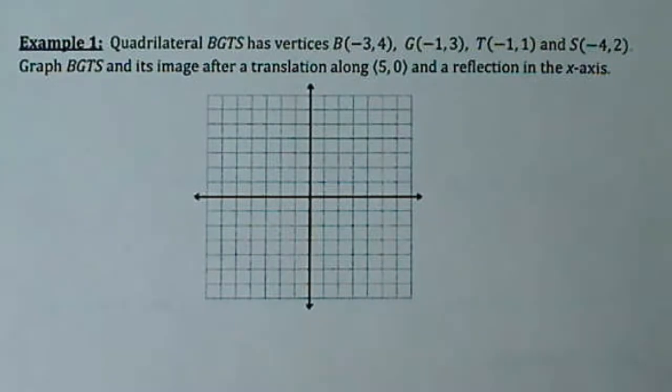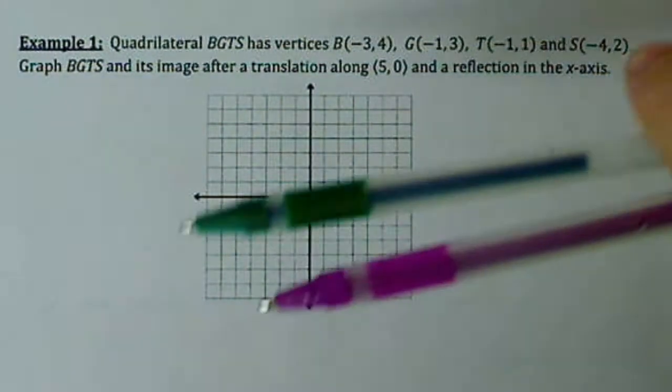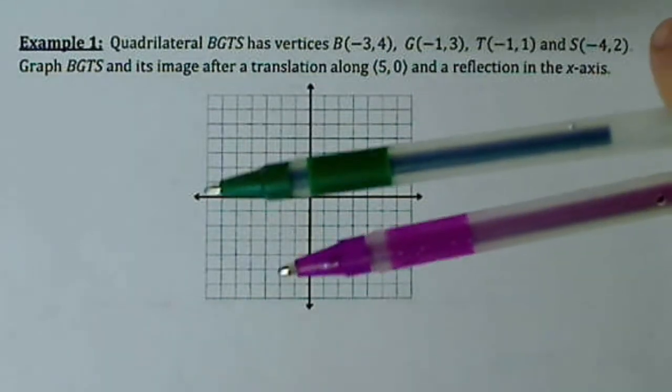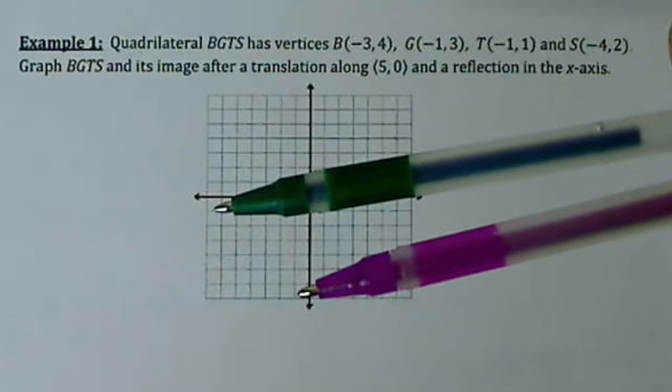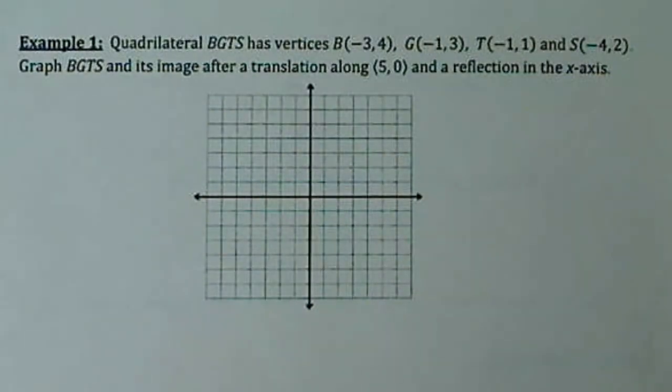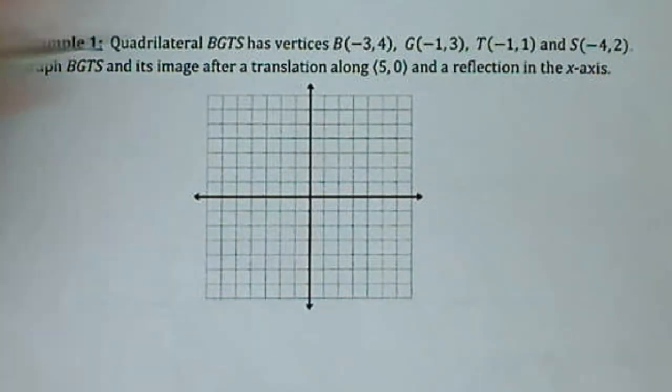Lesson 9-4, Compositions of Transformations. You are going to be doing two different things to each image, so I suggest having two different colored pens, colored pencils, highlighters, or markers so that we can tell which image is which. On example 1, let's start by plotting BGTS.